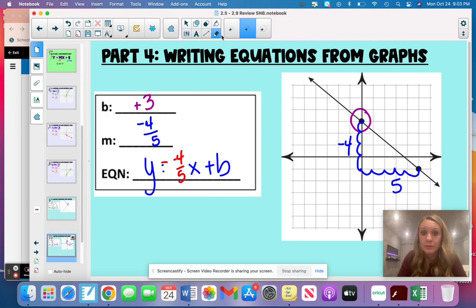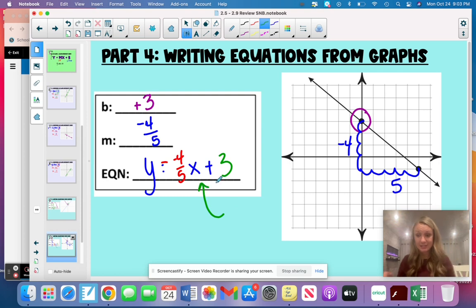And then I'm going to erase the b, and I'm going to put in our y-intercept as identified above, so +3. Do not forget to put the x in there because you will lose points on that. That's part of the equation, so you need it there.